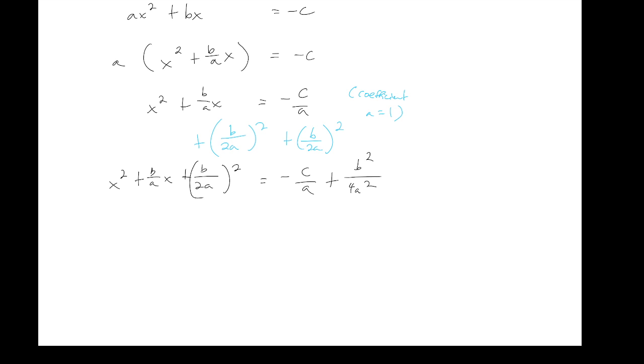Now consider this. Remember, I wasn't concerned about getting this as the correct trinomial, because this right here, the (b over 2a) squared, is b squared over 4a squared, right? But what I really wanted to show here is what my binomial square will be. So I have (x plus b over 2a) squared, where b over 2a is the half, and this is equal to this whole thing right here, which is negative c over a plus b squared over 4a squared.